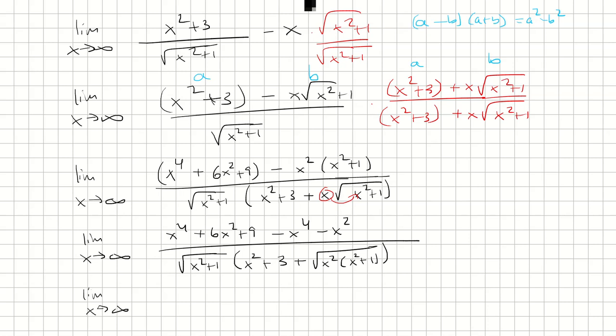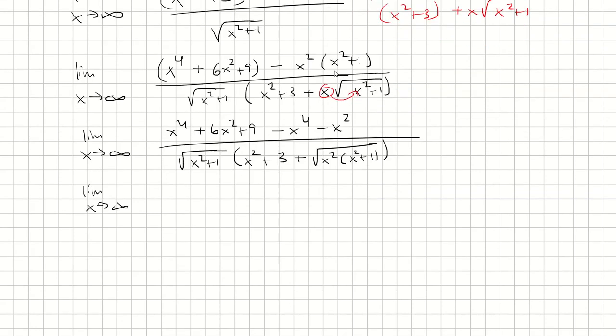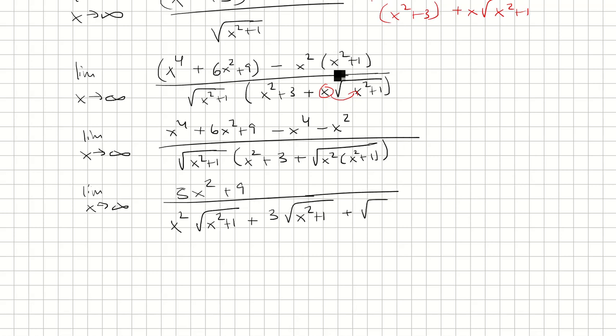Now at this point, the x to the 4ths are going to cancel, and then you have 6x squared minus x squared, that's 5x squared plus 9. And then we're going to distribute the square root, so we have x squared times square root x squared plus 1, plus 3 times the square root of x squared plus 1. And then we have square root of x squared plus 1 times square root of x to the 4th plus x squared. Now the next step is to divide everything by x squared.